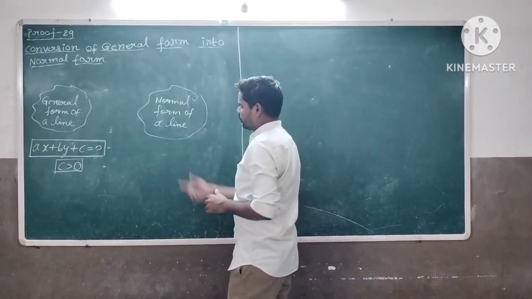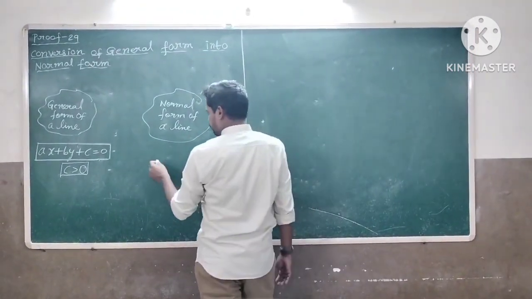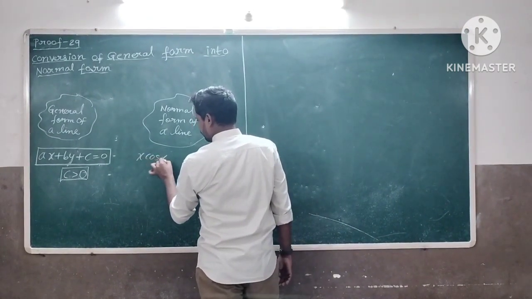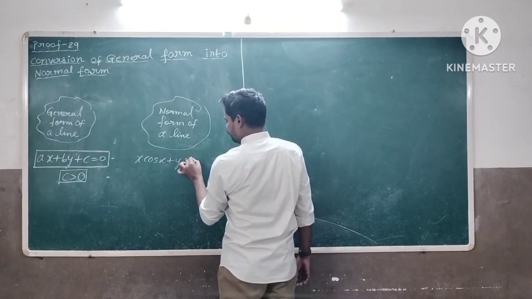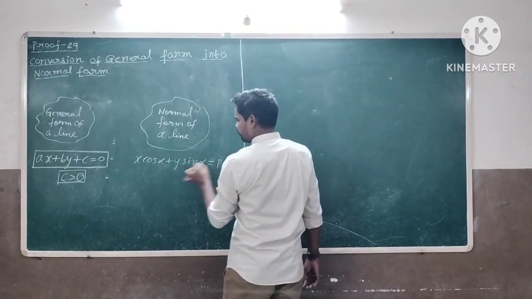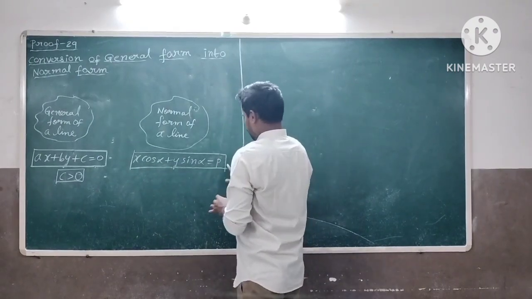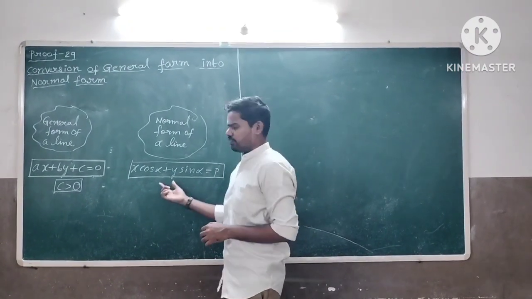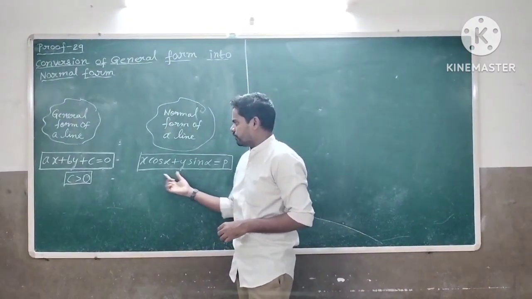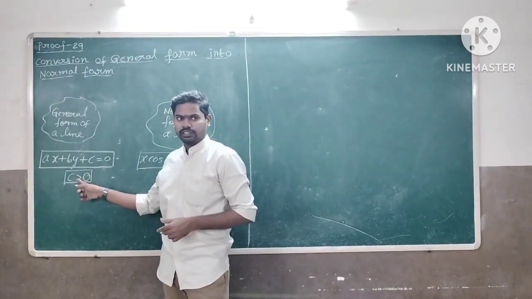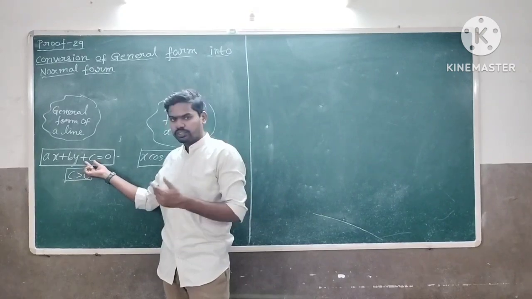And what is the equation of the normal form of a line? The normal form of a line is generally given by x cos alpha plus y sin alpha is equal to p. This is the equation of the normal form of a line. So here c is greater than 0. Why c greater than 0? Why is the constant term greater than 0?